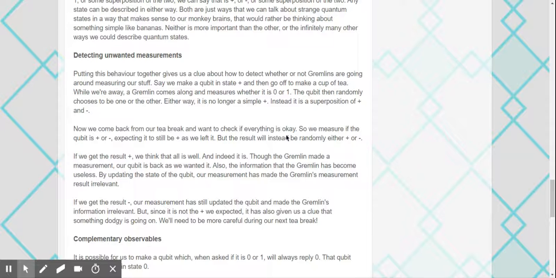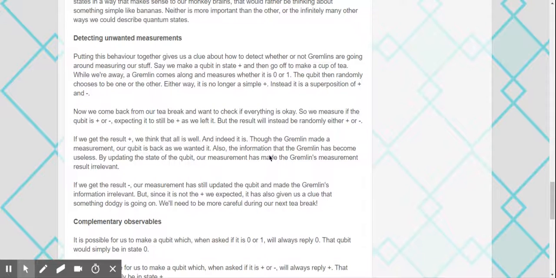Instead, it is a superposition of plus and minus. Now we come back from our tea break and want to check if everything's okay, so we measure if the qubit is plus or minus, expecting it to be plus as we left, but the result will instead be randomly either plus or minus. If we get the result plus, we think that all is well, and indeed it is. Though the gremlin made a measurement, our qubit is back as we wanted it.